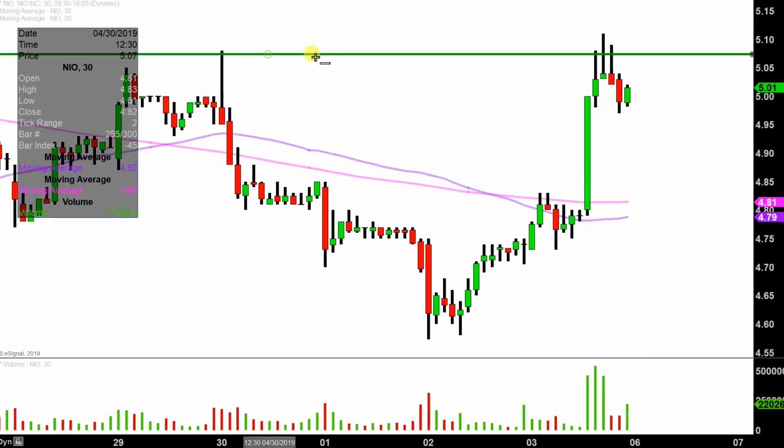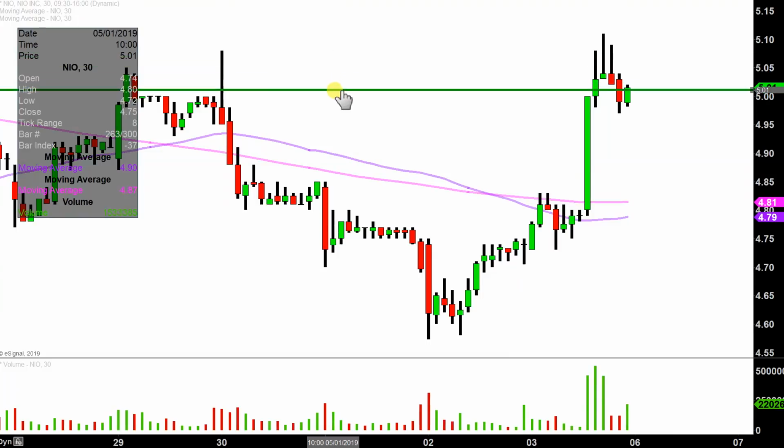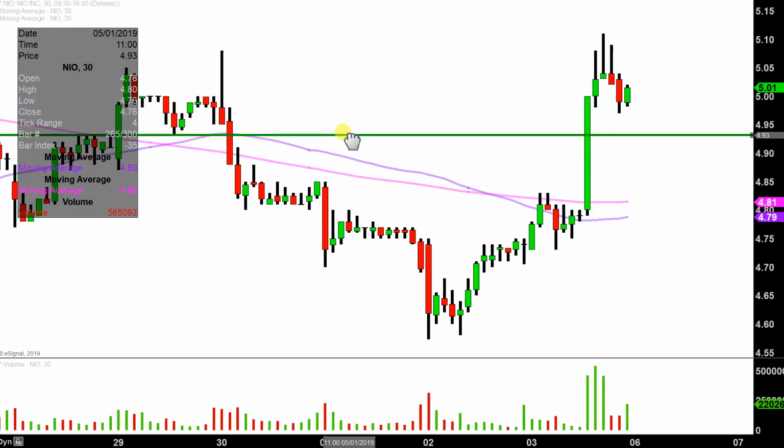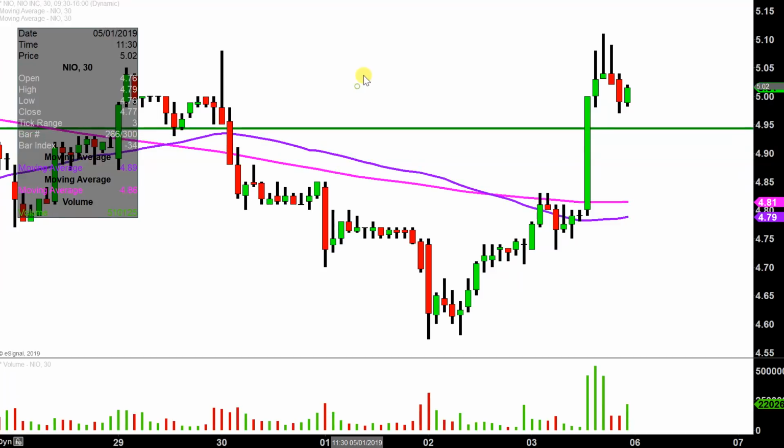So let's map out some areas of support, and then we can talk levels of resistance. First area of support is what I would call the ideal level. When we ask, hey Clay, what would make this chart look the absolute strongest? That would be if the price could stay up there above 495.